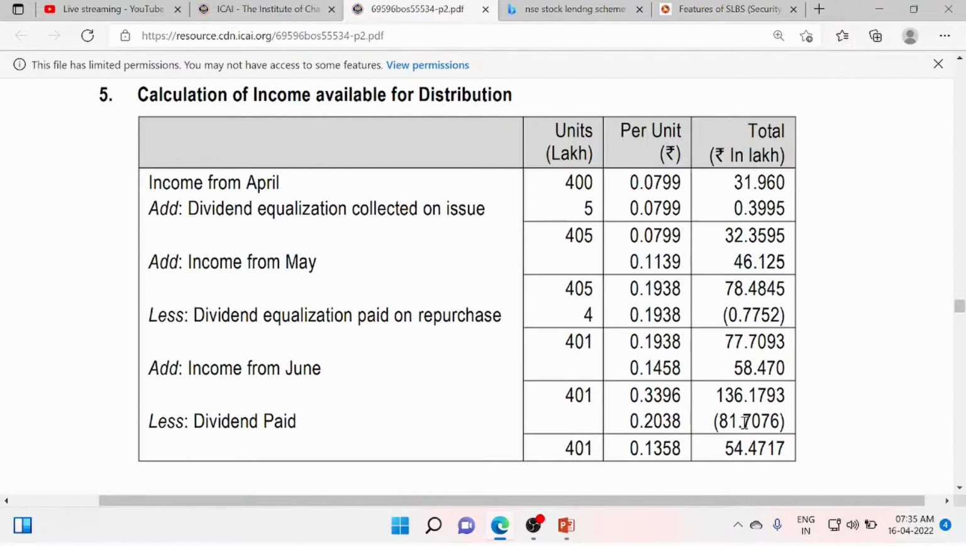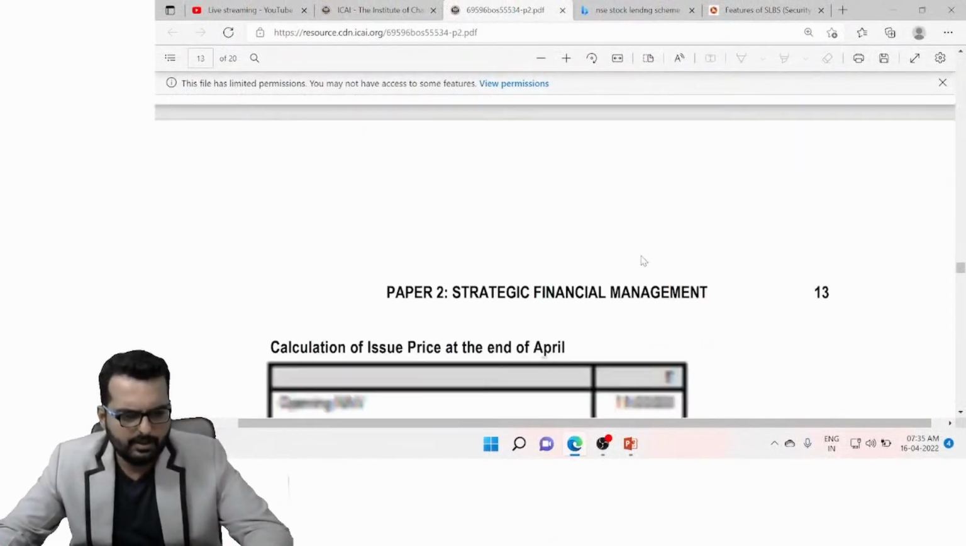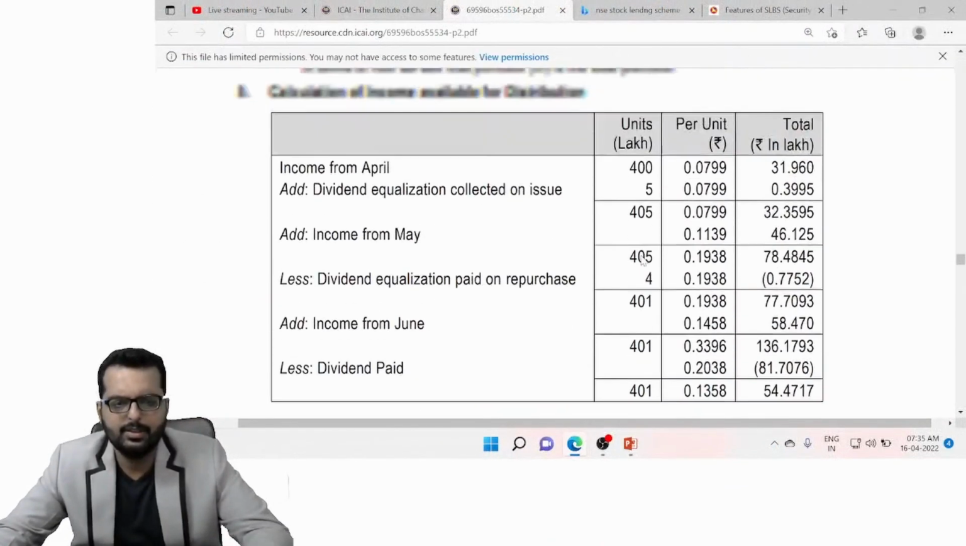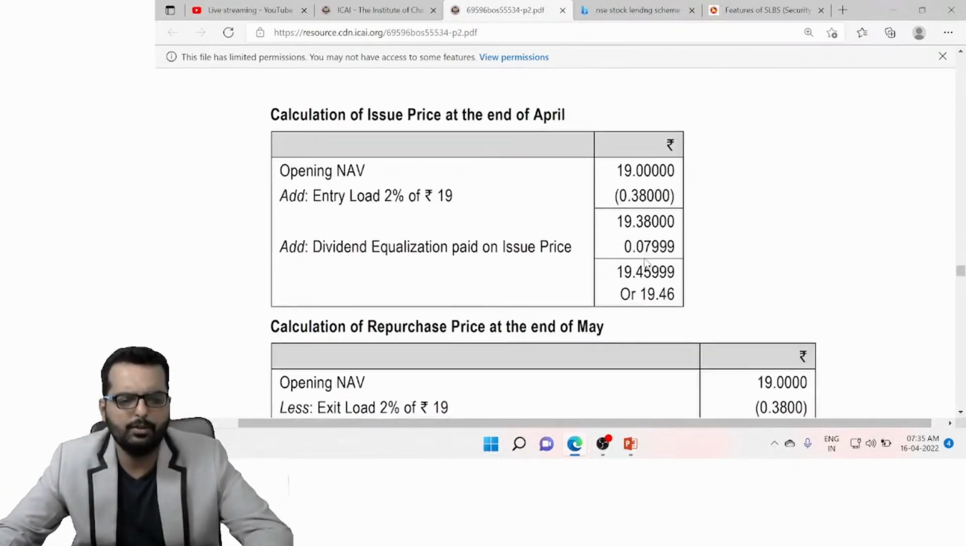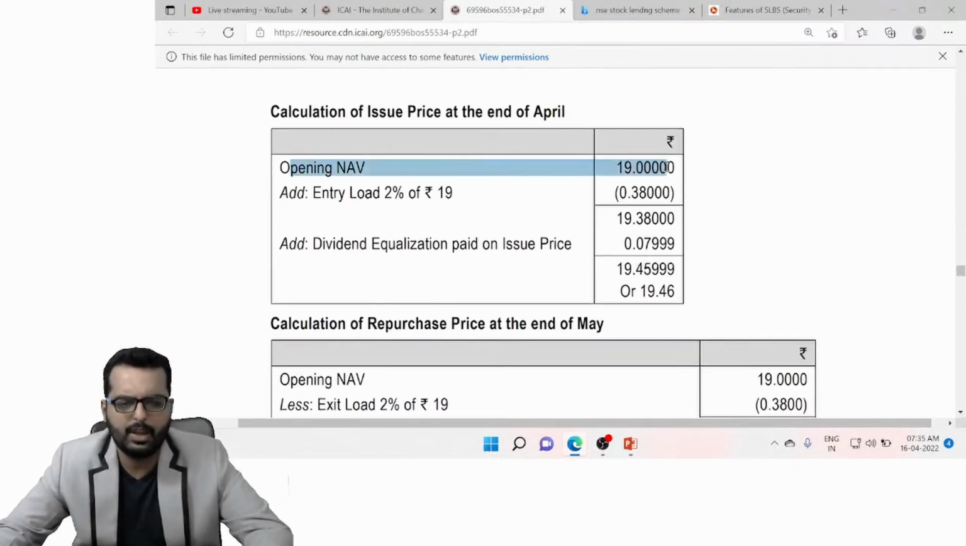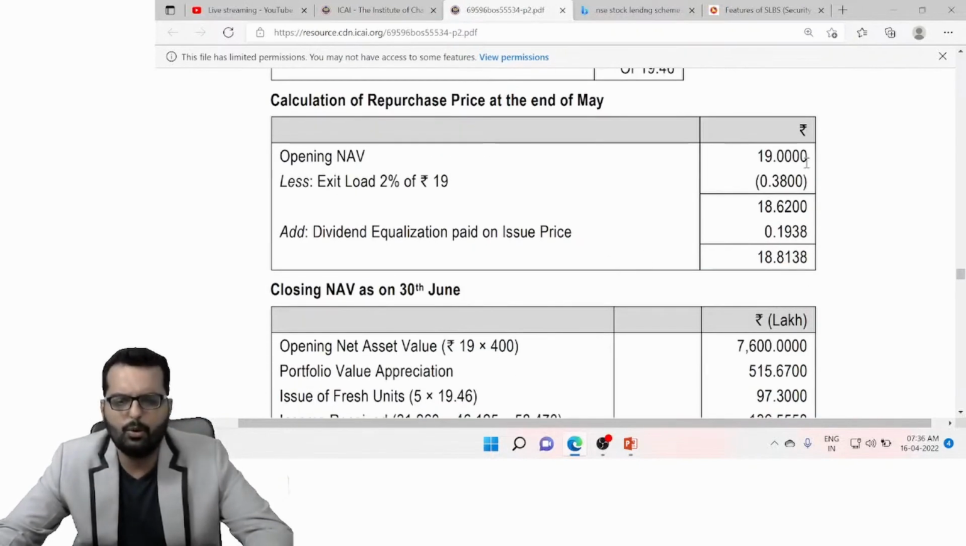I believe you're all done writing this now, friends. Can I go to the next part? Yes, I believe you're all done with this. Okay. So friends, now the remaining part is very, very simple. This one we have already done. Opening NAV we have taken. We have added the entry load and we have added the dividend equalization, right? On repurchase, you have the opening NAV minus whatever is the exit load. But along with this, we have to pay him dividend.